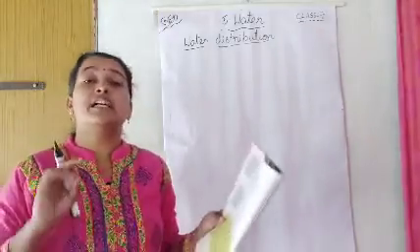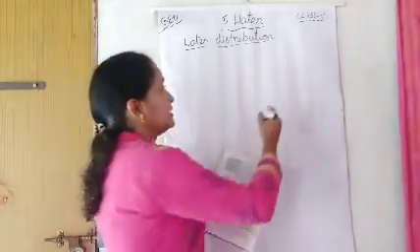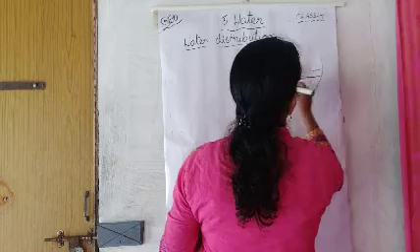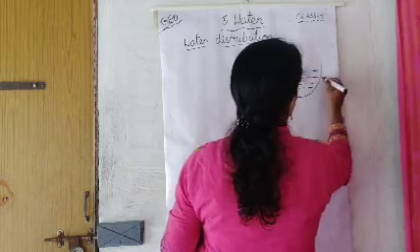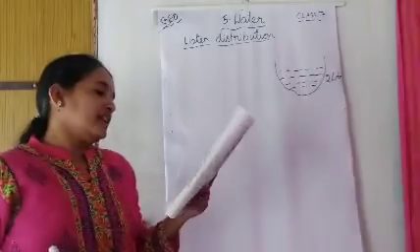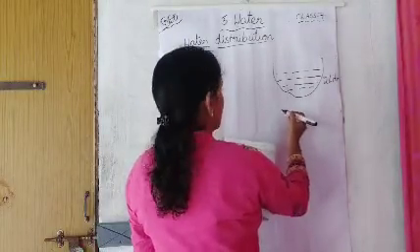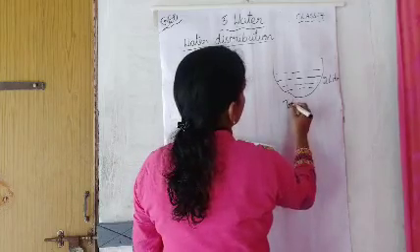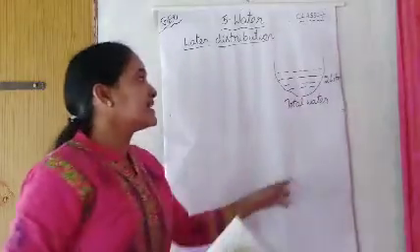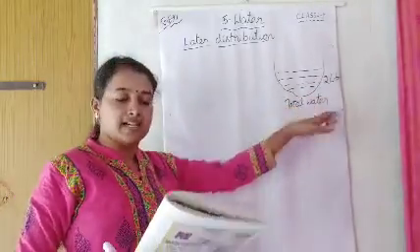Here they have given you one activity. Take 2 liters of water. So in a bowl you have to take 2 liters of water. What is the amount of this water? 2 liters. Let this 2 liters represent the total water on the earth's surface.